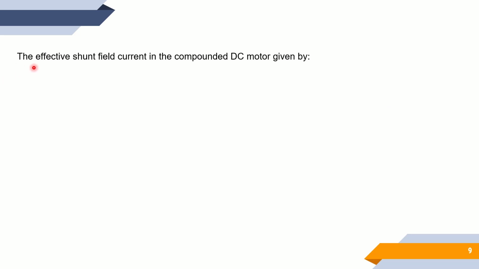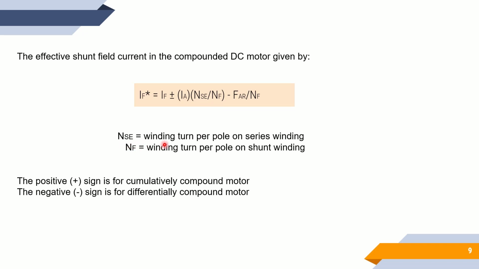Well, the last thing of the equation part is the effective shunt field current in the compounded DC motor, which is given by If star equals If plus or minus Ia multiplied by Nse over Nf minus Far over Nf. What are Nse and Nf? Nse is the winding turns per pole on the series winding, and Nf is the winding turns per pole on the shunt winding. And the plus sign is for the cumulatively compound motor, and the minus sign is for the differentially compound motor.